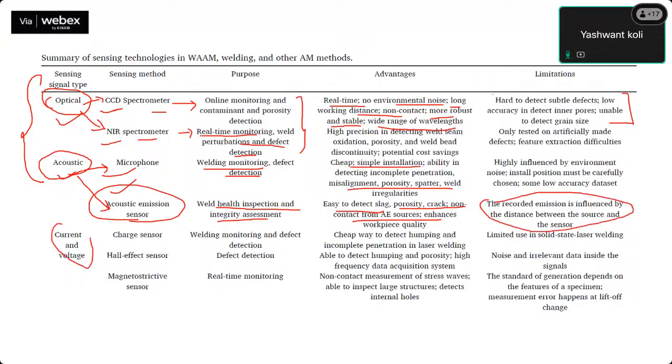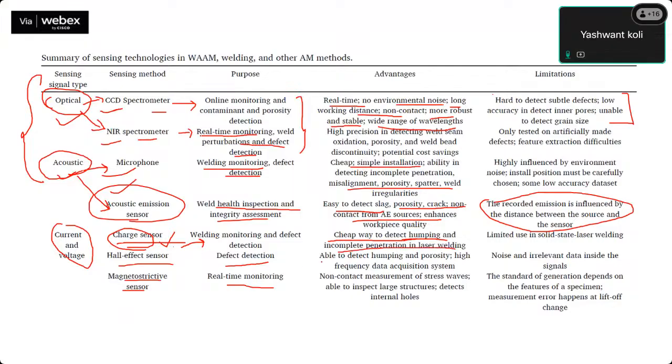Okay, current and voltage sensors we have already discussed: charge sensor, Hall effect sensor, magnetostrictive sensors. The charge sensor's purpose is welding monitoring and defect detection, and real-time monitoring. For humping, we are using charge sensors. If we have a humping defect or we see humps, then charge sensors can easily be used. It's a cheap way to detect humping and incomplete penetration in laser welding.